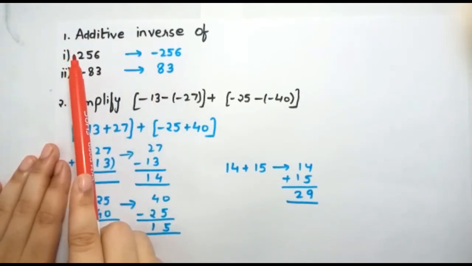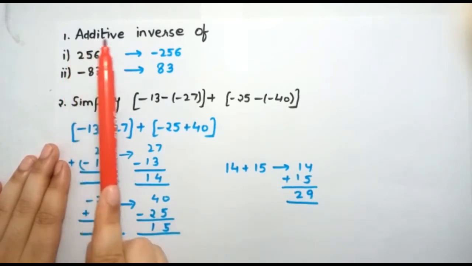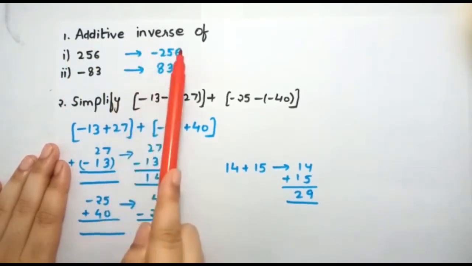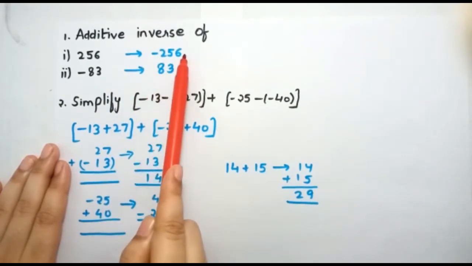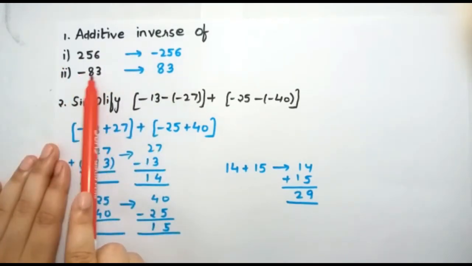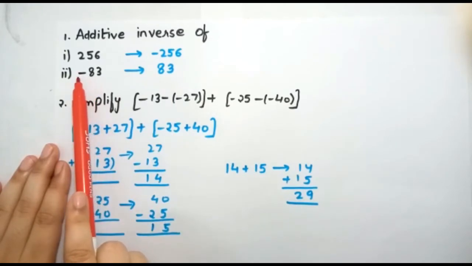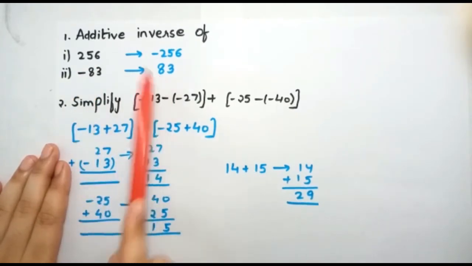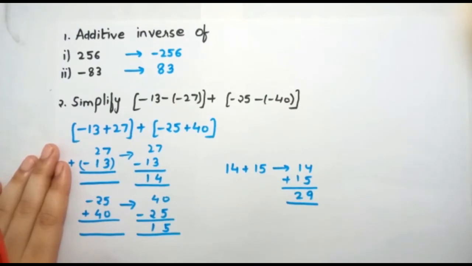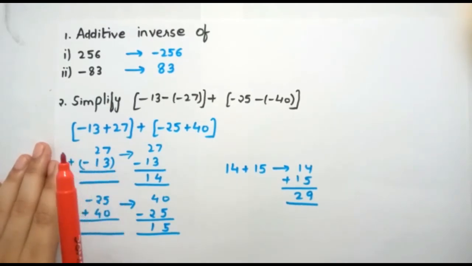So whenever we have to find the additive inverse of any number, we always have to change the sign, but we'll keep the magnitude. Magnitude is this one. We'll keep the magnitude the same. 256, 256, only the sign is changed. Here also you can see 83, 83. The magnitude is the same, only the sign is different. The sign here is negative and the sign here is positive. So whenever we are finding the additive inverse, we'll always reverse the sign. If it is positive, we'll reverse it to negative, and if it is negative, we'll reverse it to positive, keeping the magnitude the same.